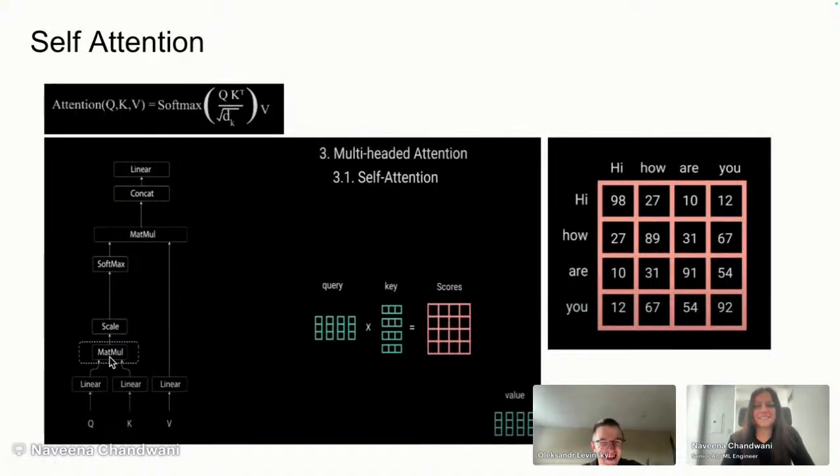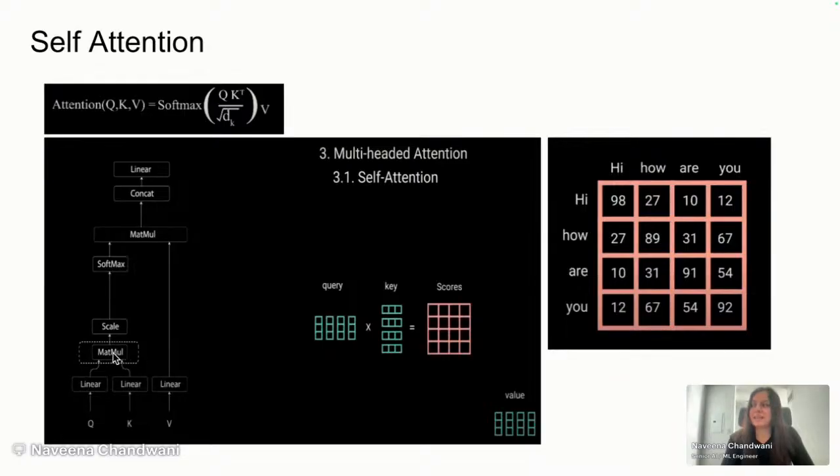Okay, good observation. We have just multiplied the query and keys so far, and we will start using their corresponding values. So just above the first step. Yeah, we are here.